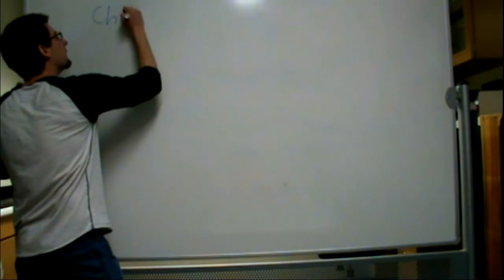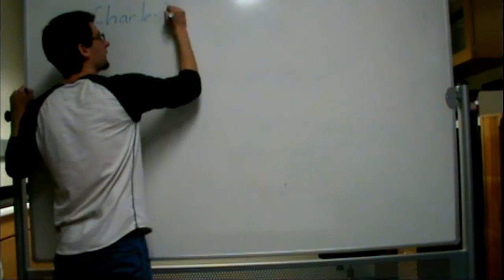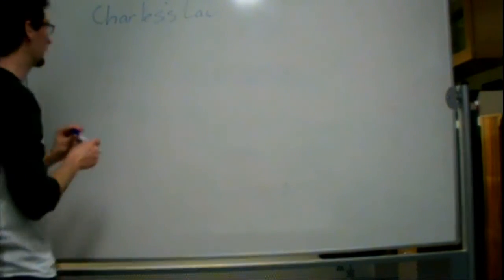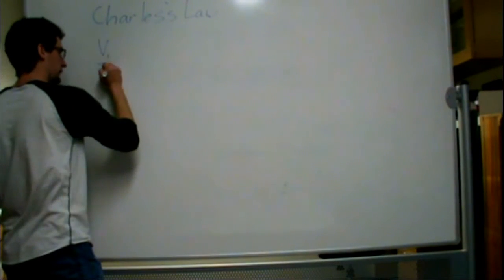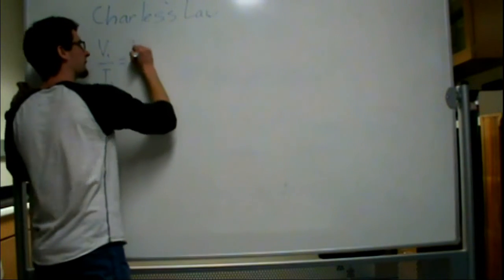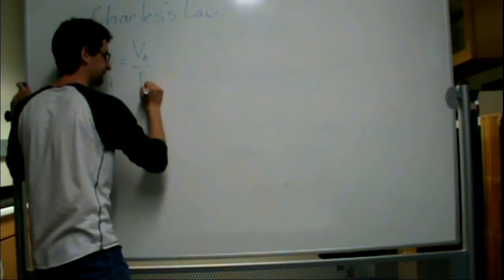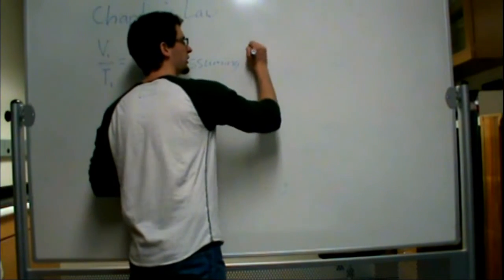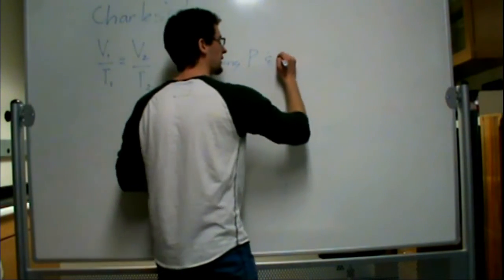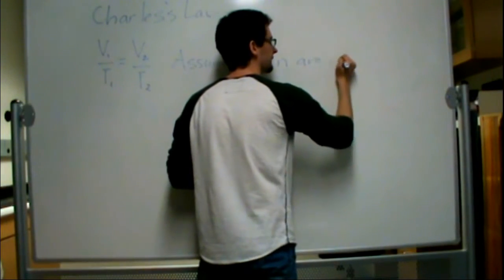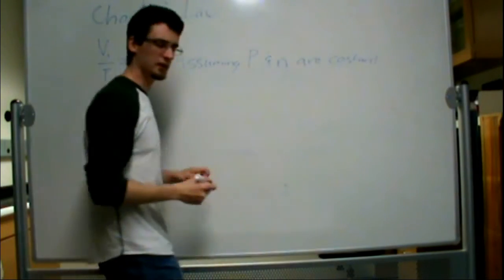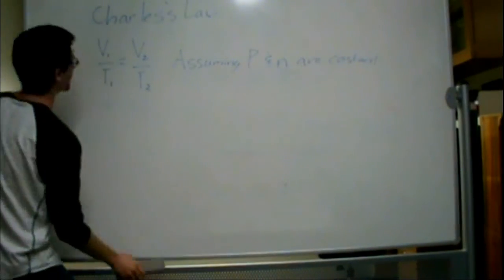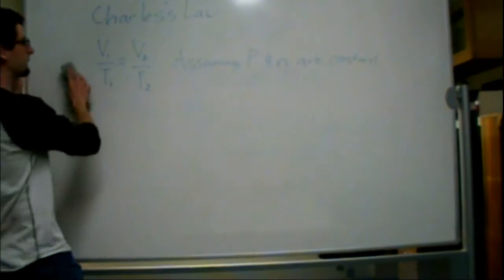So let's mark this Charles' law. And this one has to relate changing volumes and changing temperatures with one another. V1 over T1 is equal to V2 over T2. And this is assuming pressure and the number of moles are constant. So let's figure out how we can use PV equals nRT instead of this law here. We're going to try and get to this law basically from PV equals nRT.